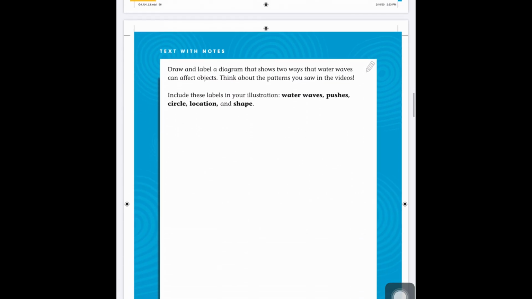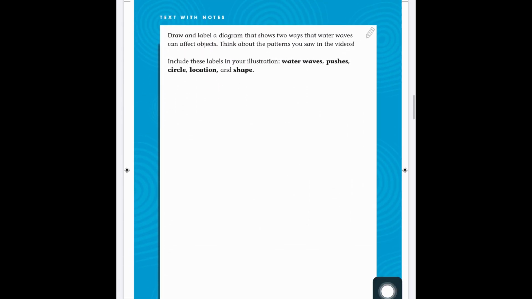Let's move on to the next page. This is page 57. Draw and label a diagram that shows two ways that water waves can affect objects. Think about the patterns you saw in the videos. Include these labels in your illustration: water waves, pushes, circles, locations, and shapes.